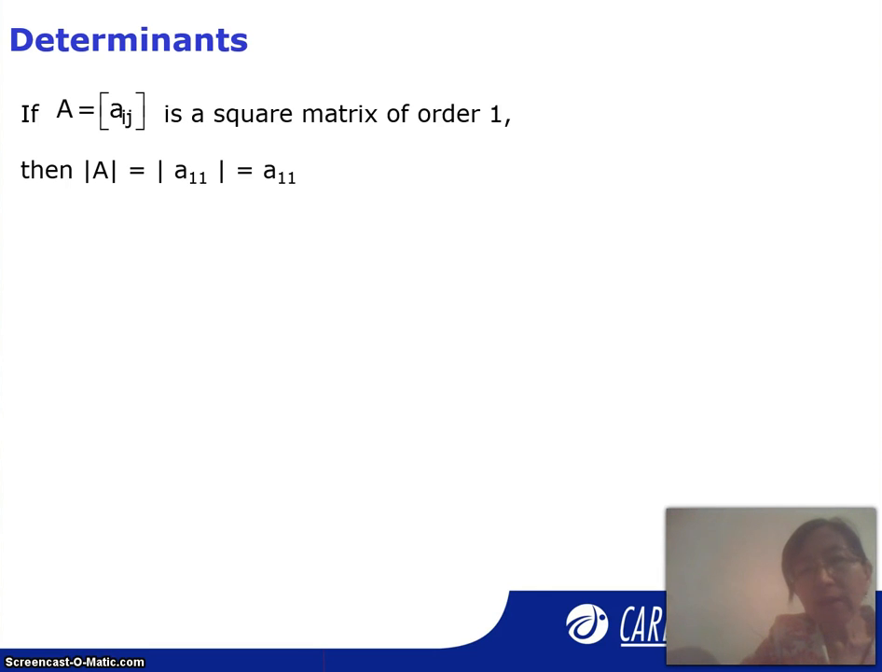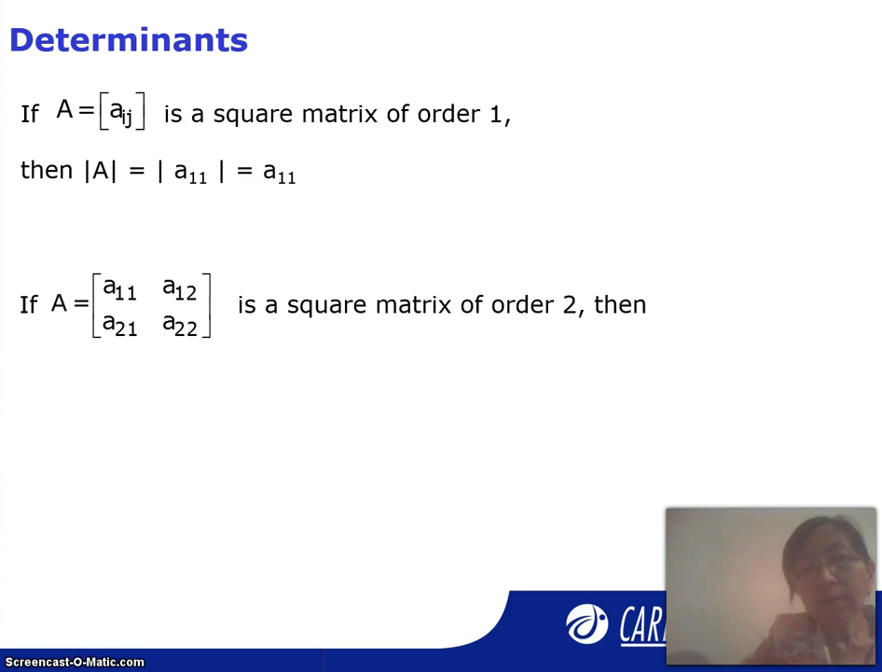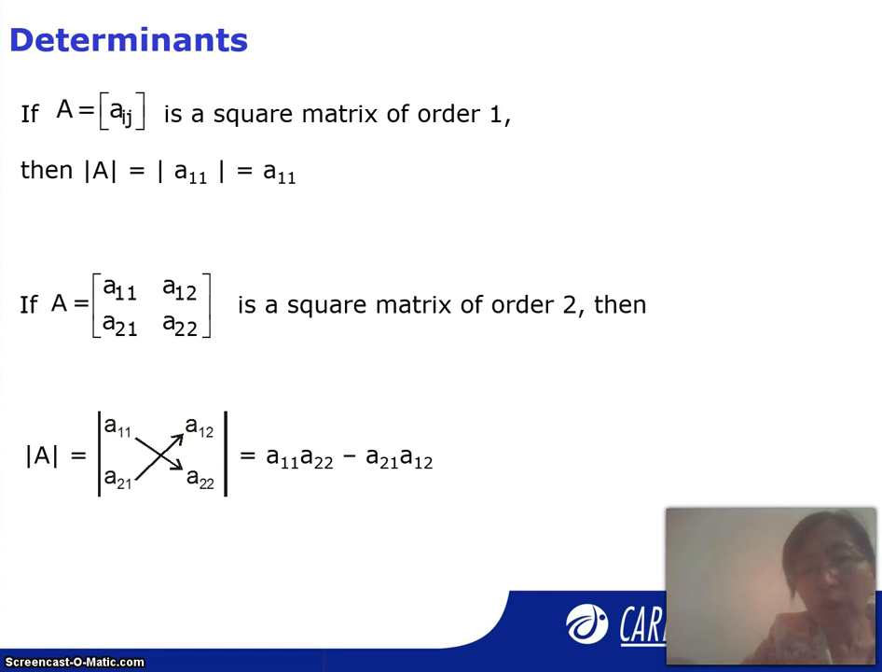Determinants. If A is a square matrix of order 1, then determinant A will be equal to A11. If A is a square matrix of order 2, then determinants of the second order can be evaluated by the next rule. You can see on the screen. Product of the elements lying on the first diagonal A11, A22 minus product of elements lying on the second diagonal A21, A12.